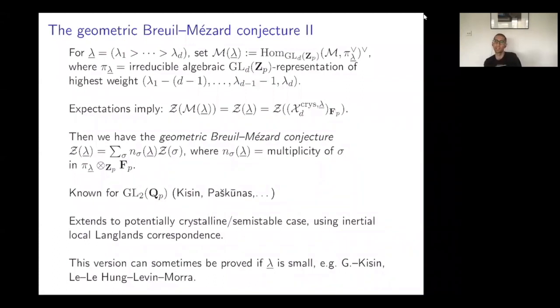So there are results known beyond the case of GL2 of Qp, the potentially Barsotti-Tate case I proved with Mark, and then the recent work of Lee, Le Hung, Levin and Morra. I think we might hear a bit more about some related things in their talks later in the week. They proved statements like this for GLn with small Hodge-Tate weights, but allowing ramification of some kind.